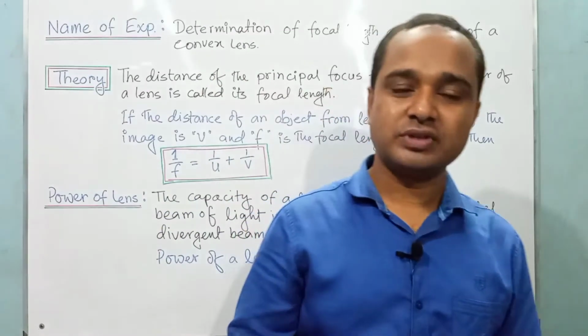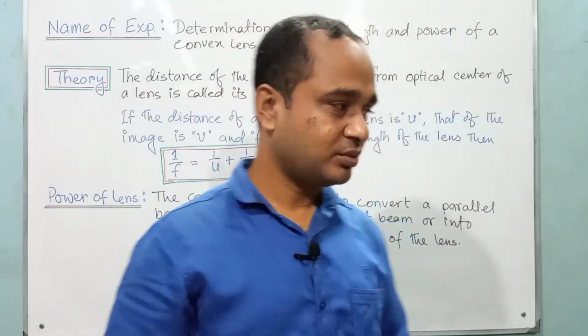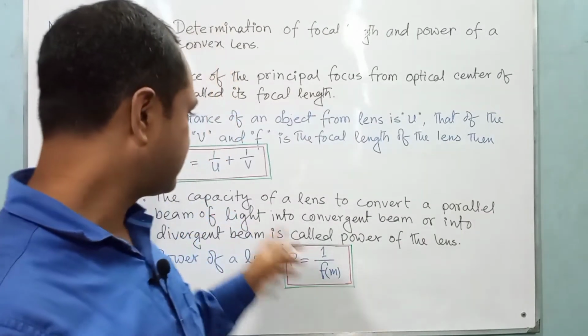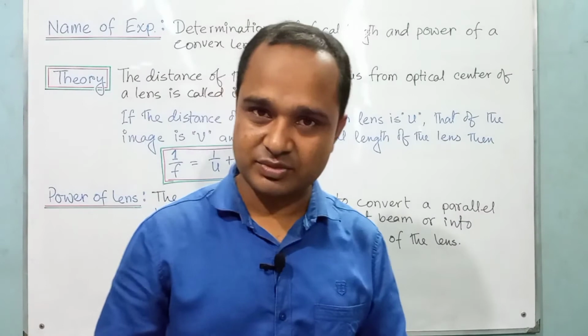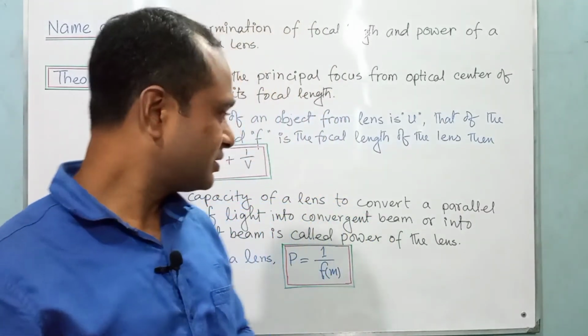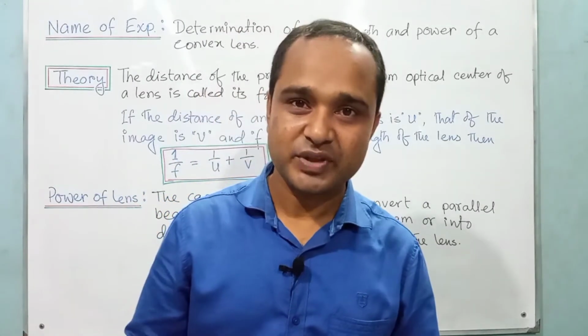So let's move to the experimental table or optical bench from which we can collect our necessary data, that is u and v, distance of the image and distance of the object. Then we will perform the experiment. So let's move to our experimental table.